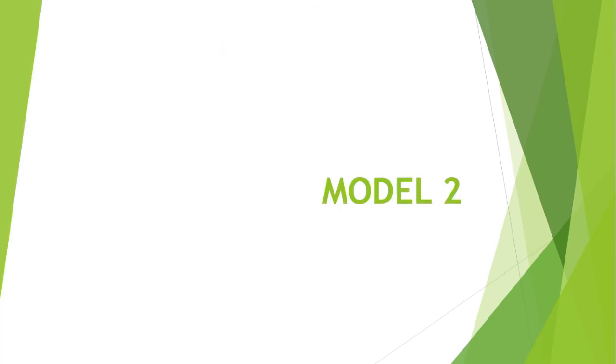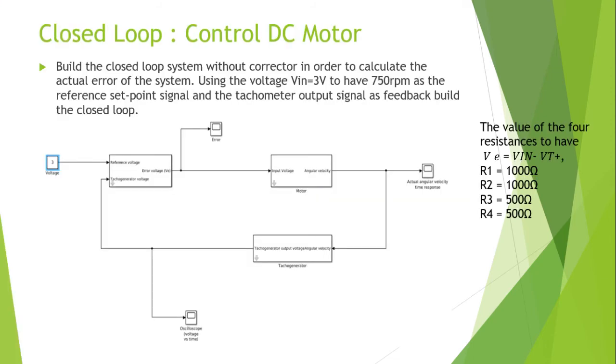Next, we are going to talk about closed loop control of the DC motor. In this part, we built the closed loop system without corrector in order to calculate the actual error of the system. Using the voltage, which is 3 volt, to have 750 revolutions per minute as the reference set point signal, and the tachometer output signal as feedback to build the closed loop.